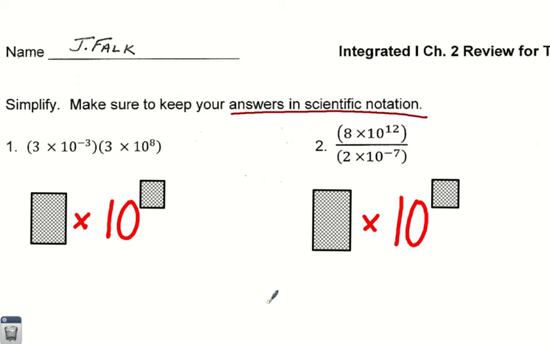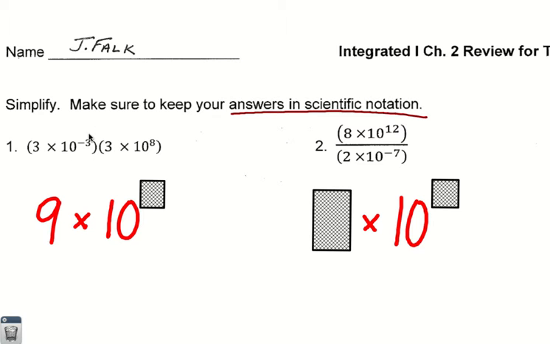But here's what we're going to have to do. We have this number in scientific notation, 3 times 10 to the negative third power, multiplied with this other number that is in scientific notation. And in order to do that, what we're going to do is multiply the regular numbers. And by that I mean the 3 here and the 3 here. Those can be multiplied together to make 9.